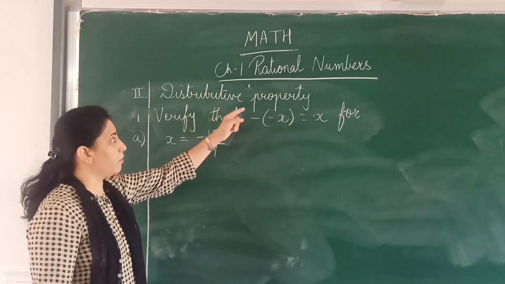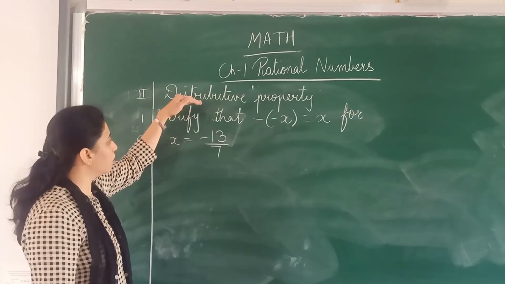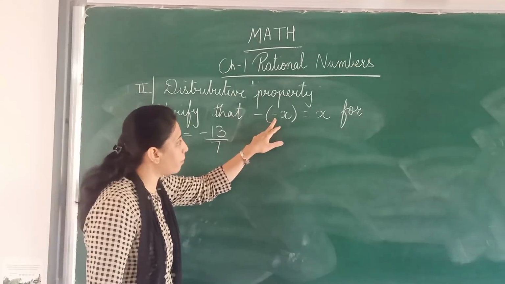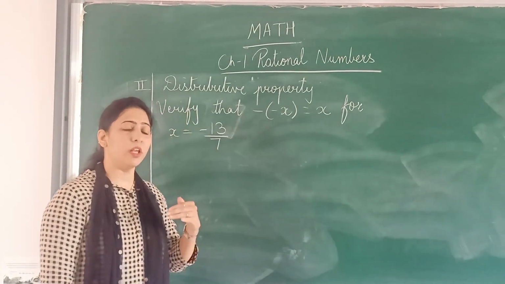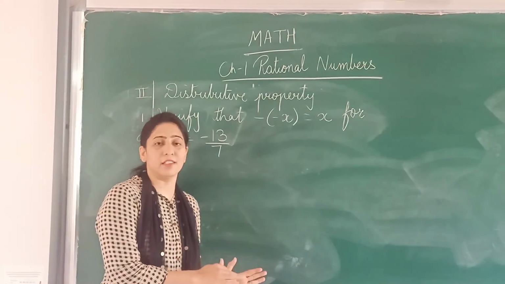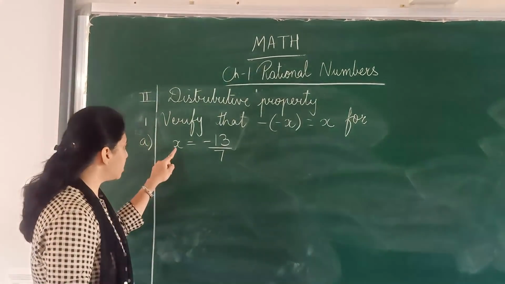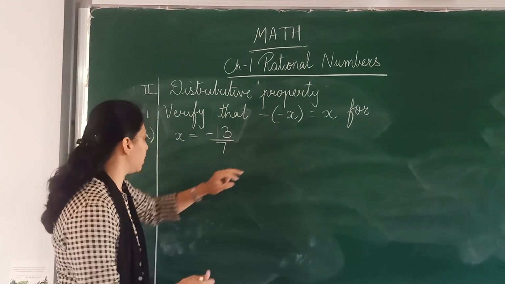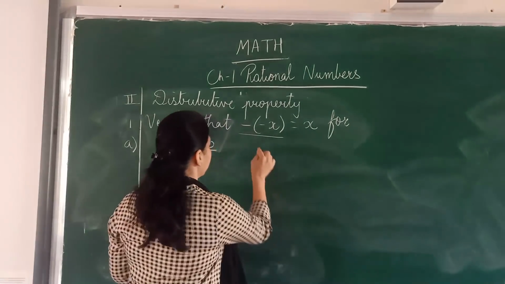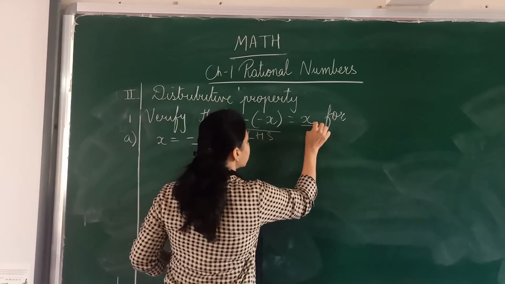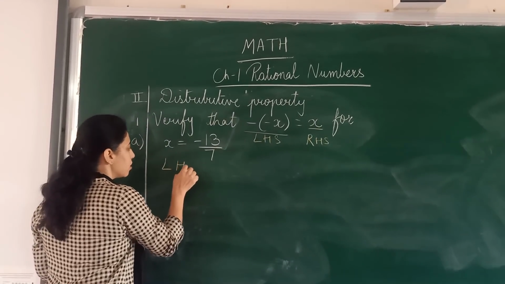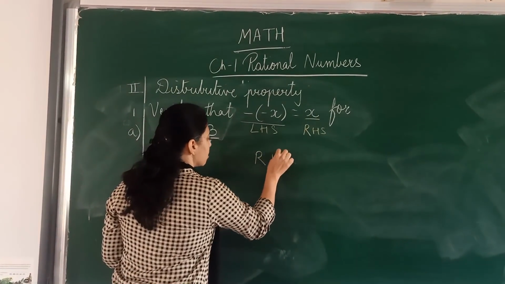Now distributive property, we are going concept wise. So now distributive property, we solve the sum based on this. Verify that minus of minus x is equal to x. Now whenever you have to verify anything, always you have to consider LHS and RHS. Now you can see here minus of minus x, so this is your LHS, and x is your RHS.